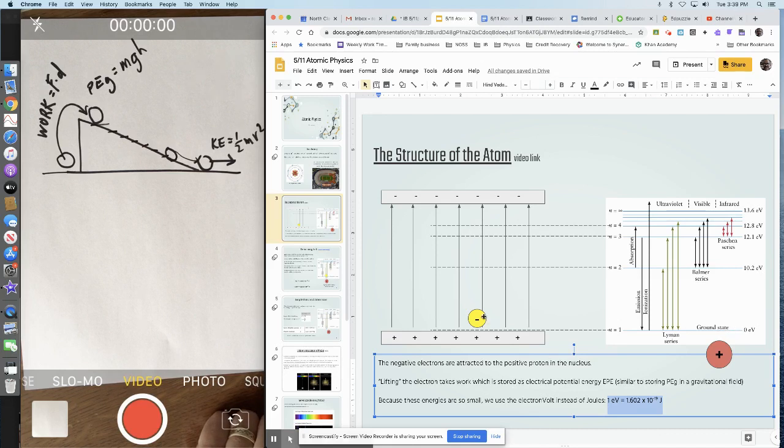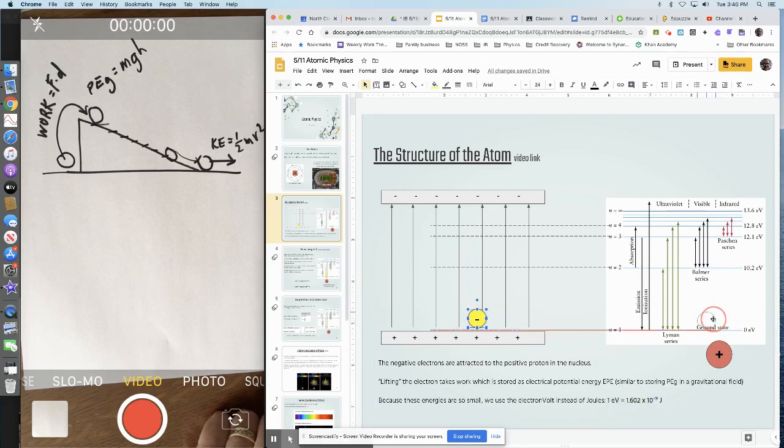Well, if you were to lift this electron from the ground state up to the first energy level, you would be giving it 10.2 electron volts of energy. And as it dropped down, it would emit a photon with exactly 10.2 electron volts of energy.